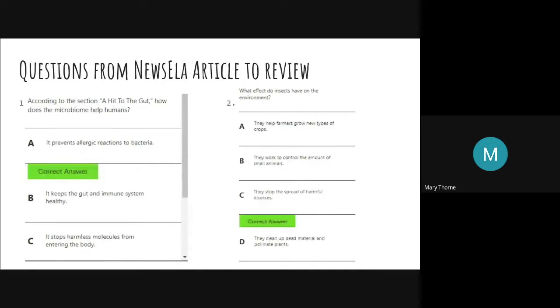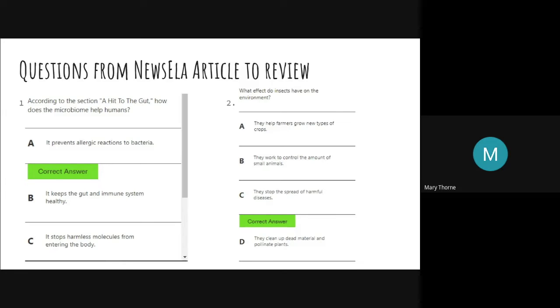So let's review the questions from the 7th ELA article. Number 1, according to A Hit to the Gut, how does a microbiome help humans? Well, if he had snapped his fingers, if you remember from the article, it would cut out half of the bacteria, the insects, and all the living organisms. So it can actually have an effect on us as well. So that's where the Hit to the Gut section came from, and it keeps the gut and immune system healthy.